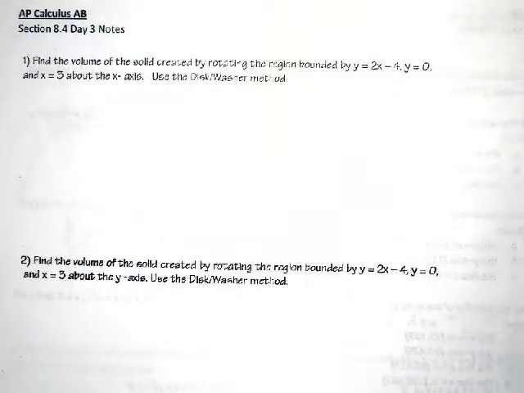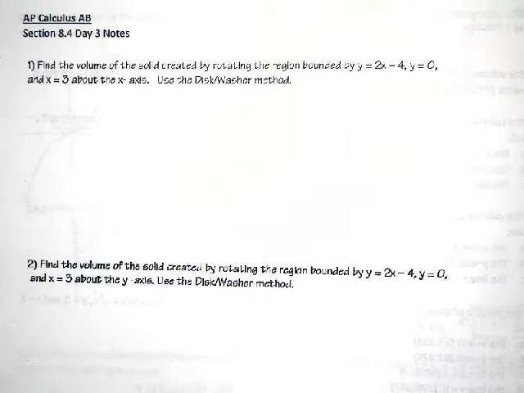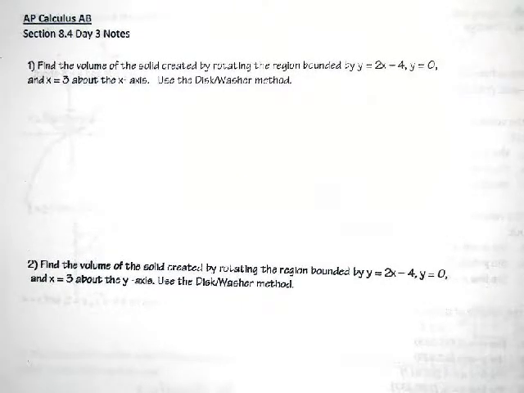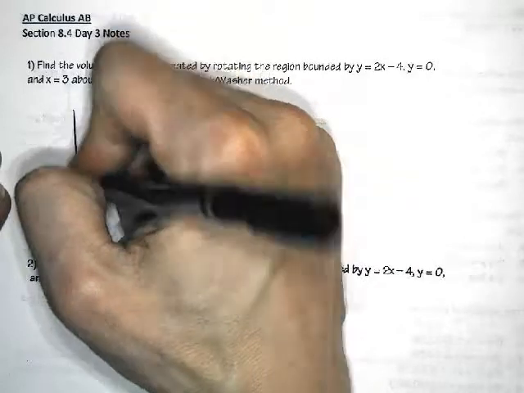So here we go. We need to find the volume of the solid that's created by rotating the region bounded by y equals 2x minus 4, y equals 0, and x equals 3 about the x-axis. It says use the discs or washer method. So this is kind of what we have to decide. Let's go ahead and sketch a graph of our region.